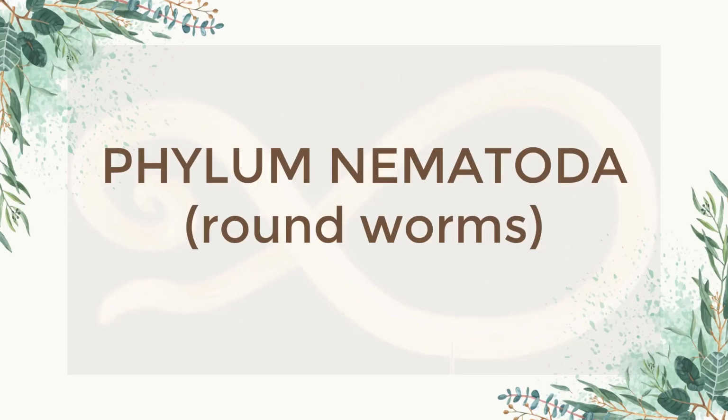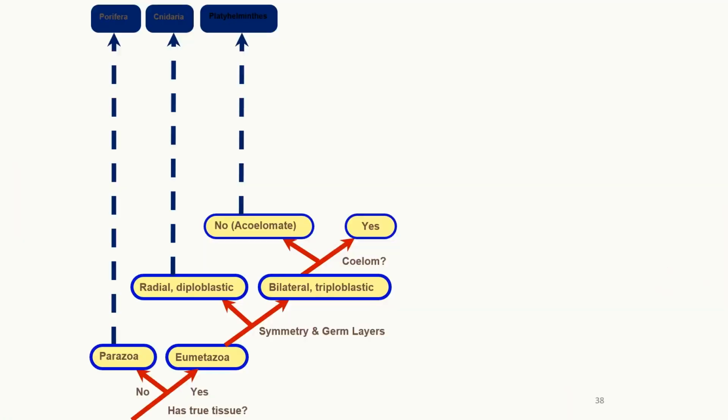So the fifth phylum that we're going to look at is phylum Nematoda, still in the realm of worms. These worms are called roundworms. So let's look at how we classify animals under Nematoda. First things first, we look at whether it has true tissue or not.